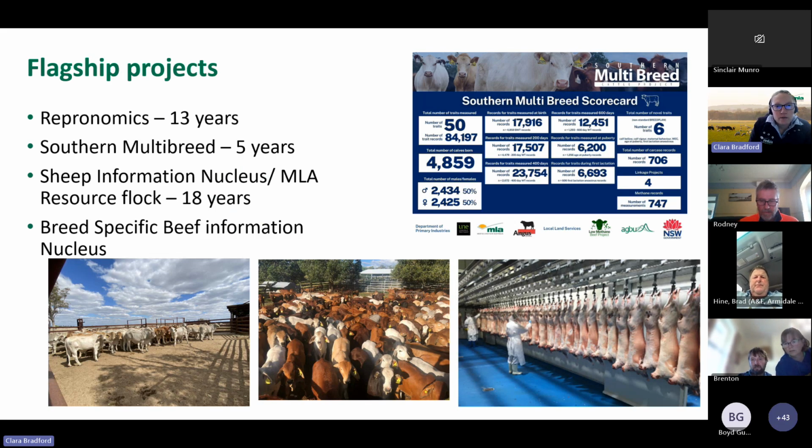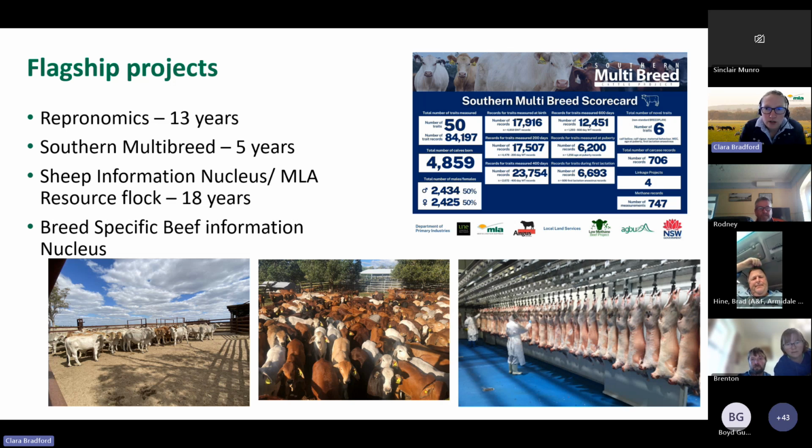So what do those reference populations look like? We've had a few flagship projects, so I'll just work through these. Repronomics is our northern beef or northern industry project. It's been running and operating for around 13 years.